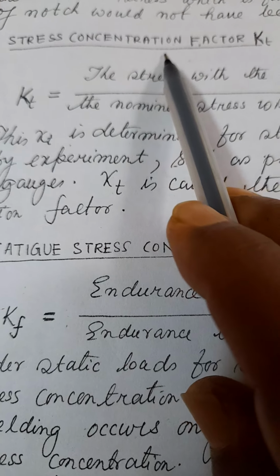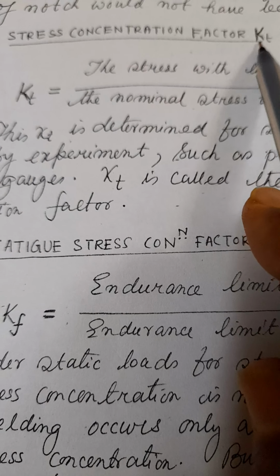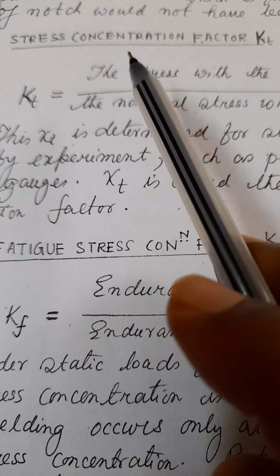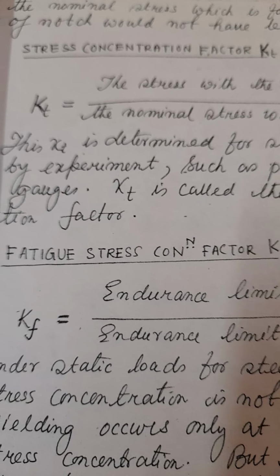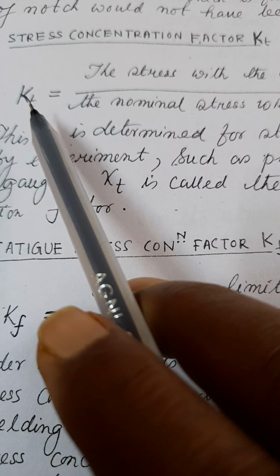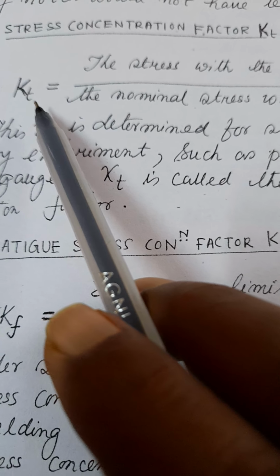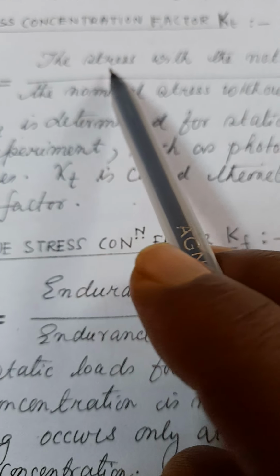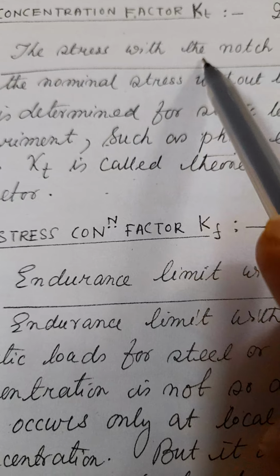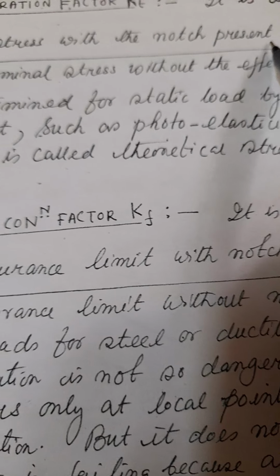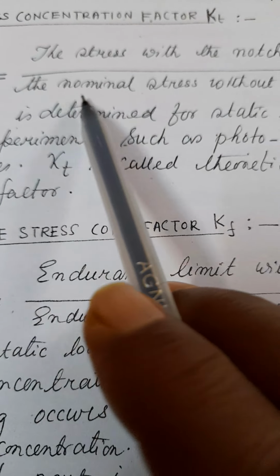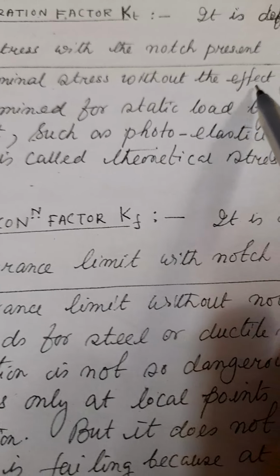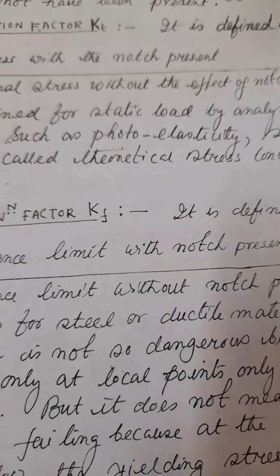Stress concentration factor. When there is a notch, there will be a stress concentration factor around the notch. Now Kt, the stress concentration factor, is defined as the stress with the notch present divided by the nominal stress without the effect of the notch, without the notch present.